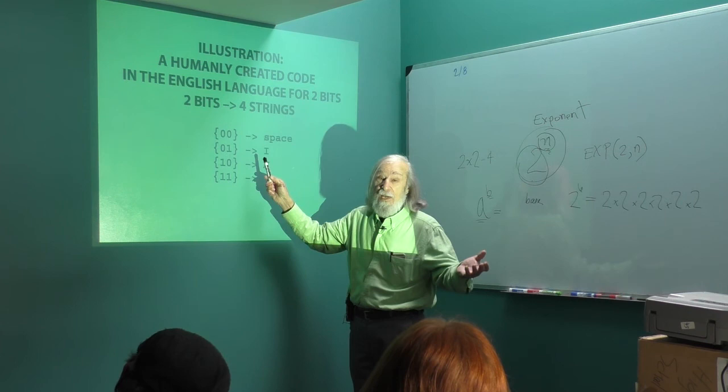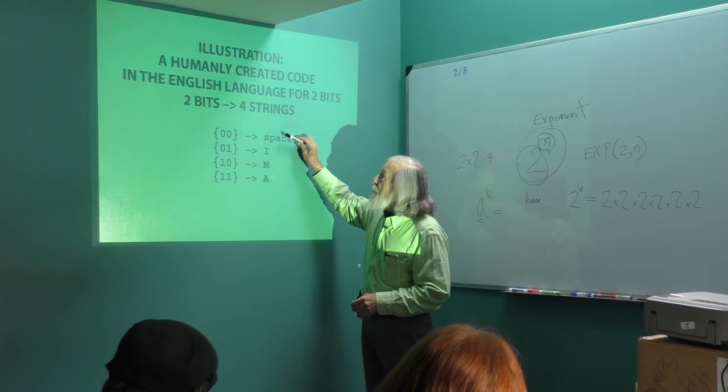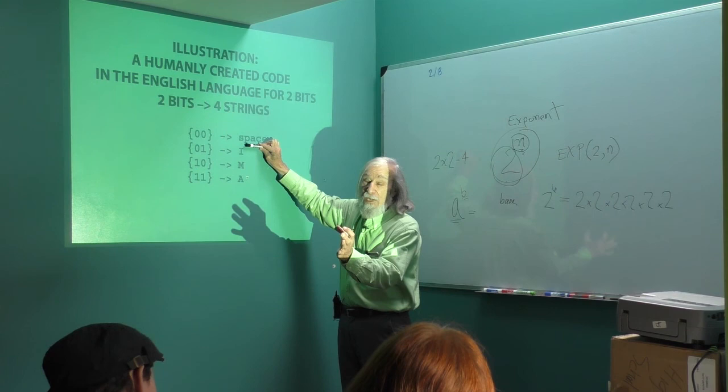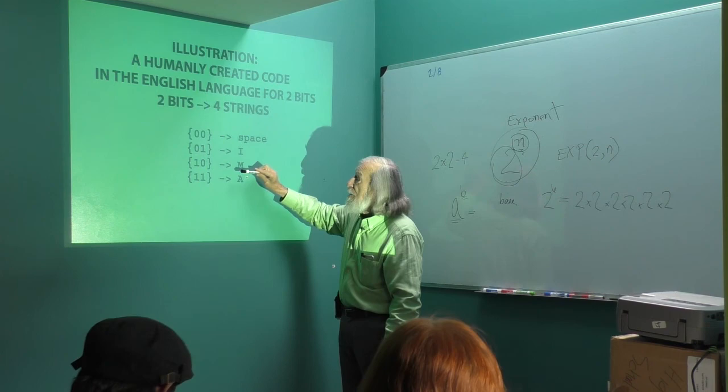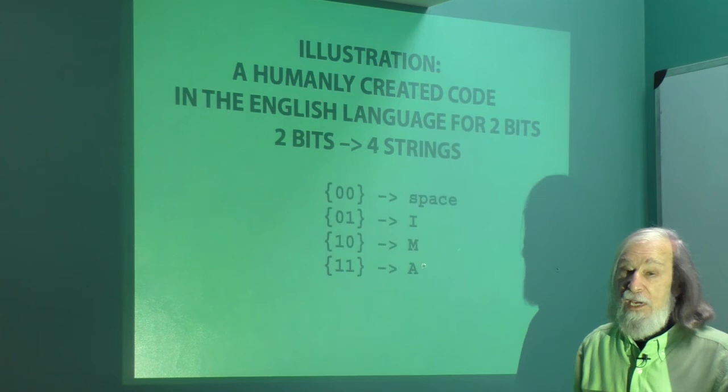What I'm going to do is try to write an English sentence. So I wisely am picking a couple of vowels. But I also need space because we put space between words in English. So I'm going to use the 0-0 guy to mean space. Wherever you see a 0-0 string, that means space. The 0-1 I'm going to have become an I. The 1-0 I'll let it be an M. And the 1-1 is going to be an A. I have space and 3 letters. That's all that's in this universe. Space and 3 letters. And I want to see if I can write something interesting.